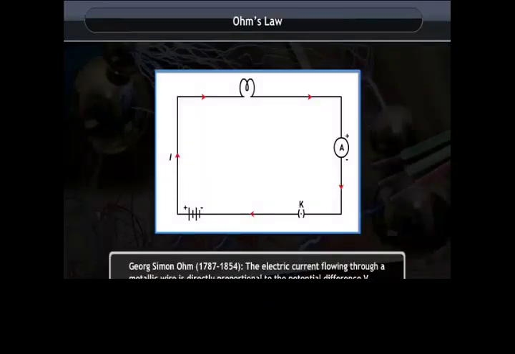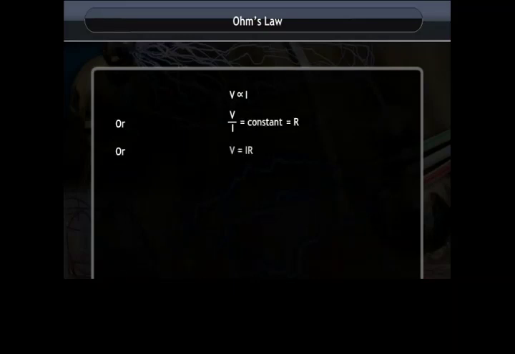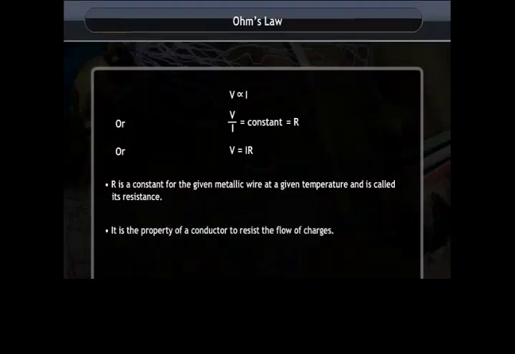Ohm's law. George Simon Ohm stated that the electric current flowing through a metallic wire is directly proportional to the potential difference V across its ends, provided its temperature remains the same. V is directly proportional to I, or V divided by I is equal to a constant, equal to R, or V = IR. R is the constant for the given metallic wire at a given temperature and is called its resistance. It is the property of a conductor to resist the flow of charges.